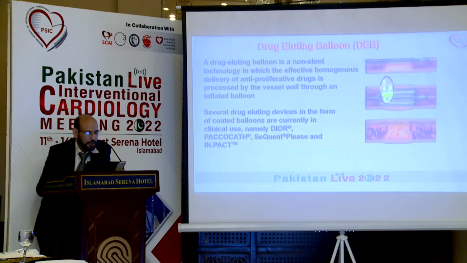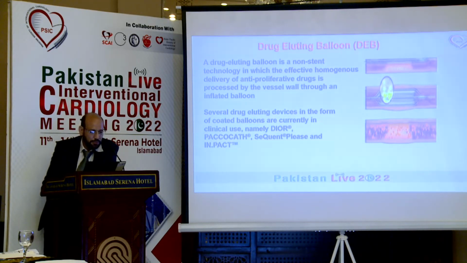Drug-eluting balloon. So drug-eluting balloon is a non-stent technology in which the effective homogeneous delivery of anti-proliferative drugs is provided to the vessel wall through an inflated balloon. So several drug balloon devices in the form of coated balloons are currently in clinical use, namely Dior, Pantera, Sequent Please, and Impact.